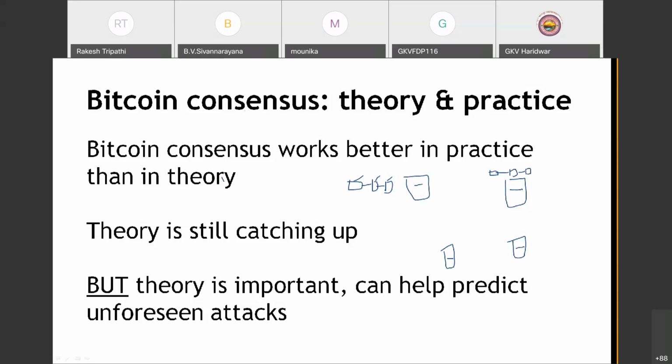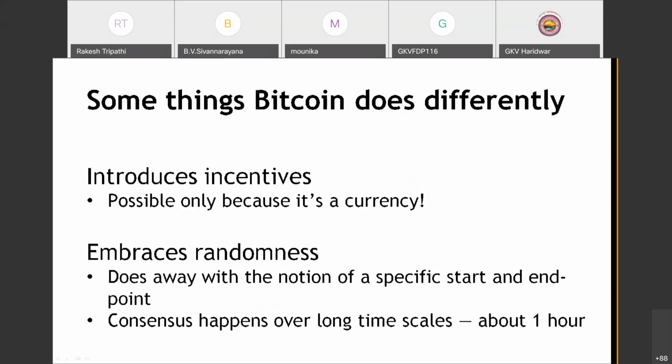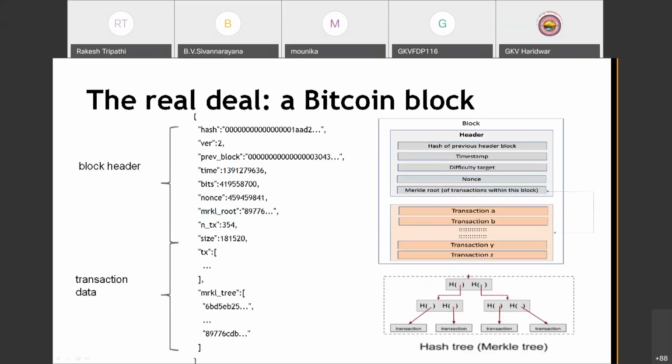So in theory it is difficult, but in practice, Bitcoin works very well. There's a weaker notion of consistency here, a weaker notion of consensus here. We won't be entering into the algorithm part. We'll see how it actually works. So miners store the ledger, relay transactions, and they are rewarded.